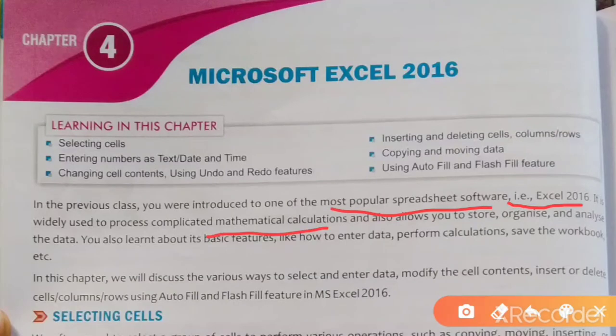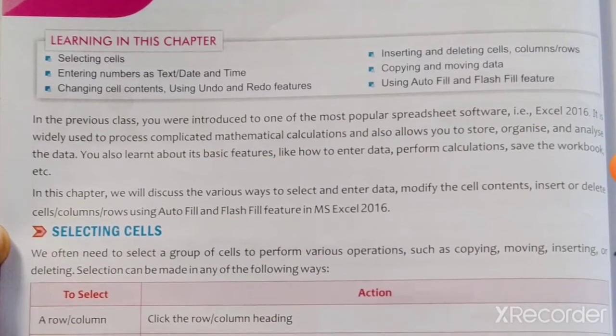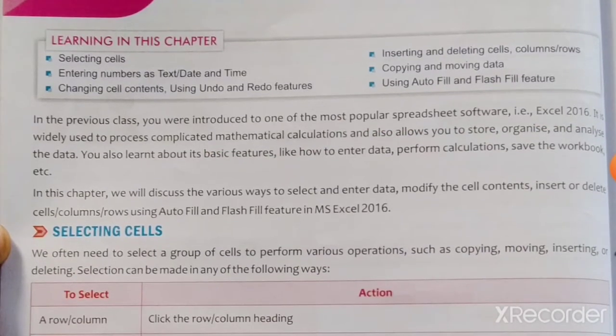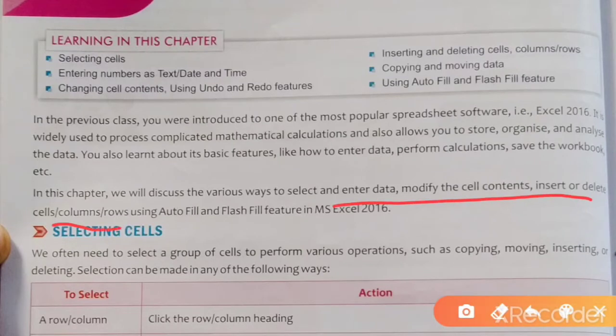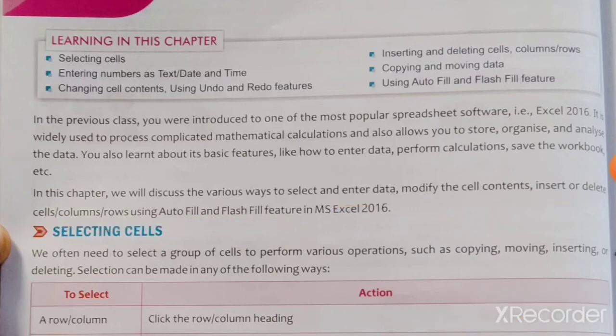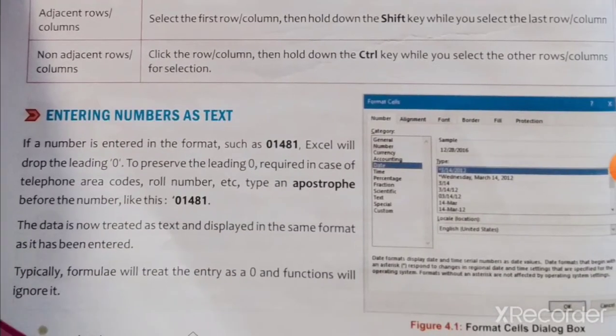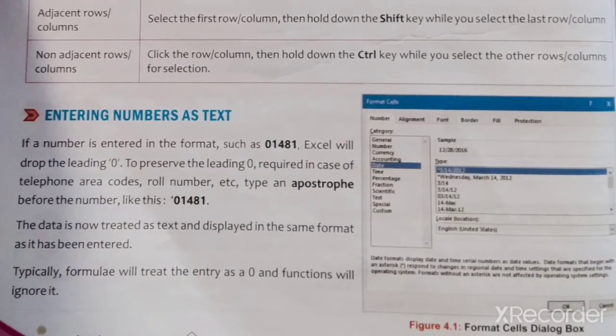So we have already learned the basic features in our previous classes about Microsoft Excel, right? And today in this chapter, the various ways to select and enter data, modify the cell contents, insert or delete columns, rows, etc., and autofill and flash fill features will be discussed. These will be discussed in our chapter number 4, right? So let us start. Please everyone focus on your computer book, page number 40.